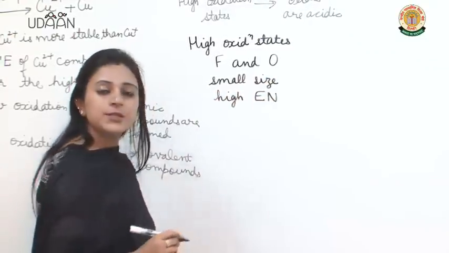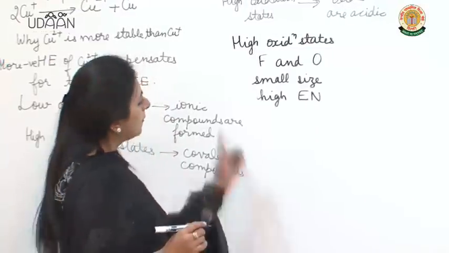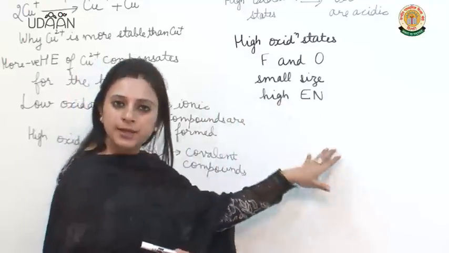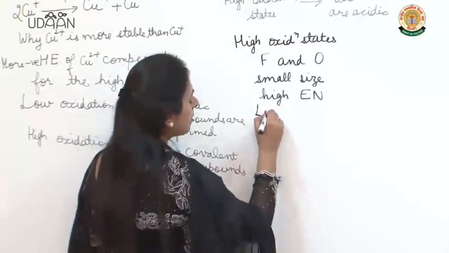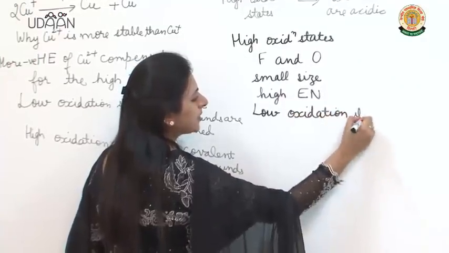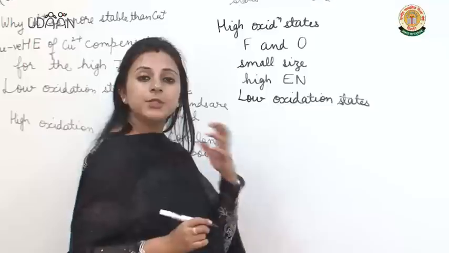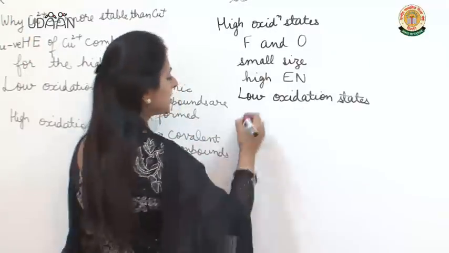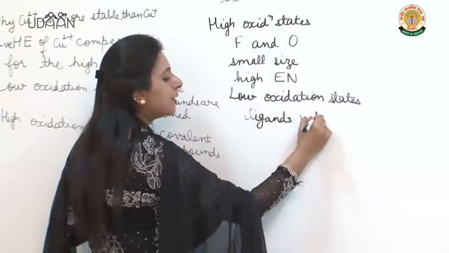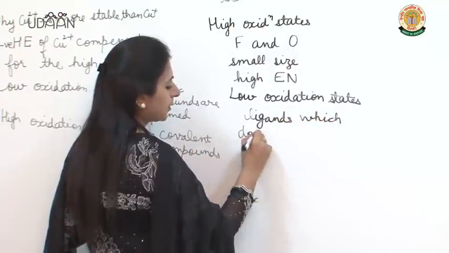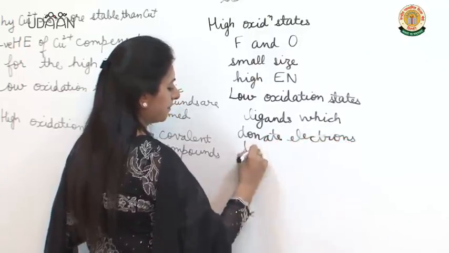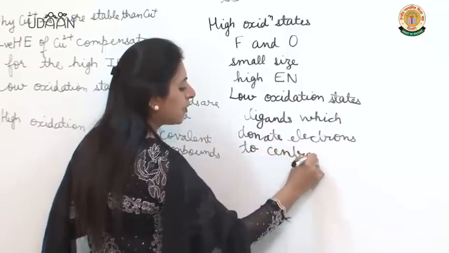So, high oxidation states are stabilized by fluorine and oxygen because they are small in size and highly electronegative, whereas the compounds of transition elements in which the metal is in low oxidation states are stabilized by ligands which can donate electrons to the central metal atom through pi bonding.